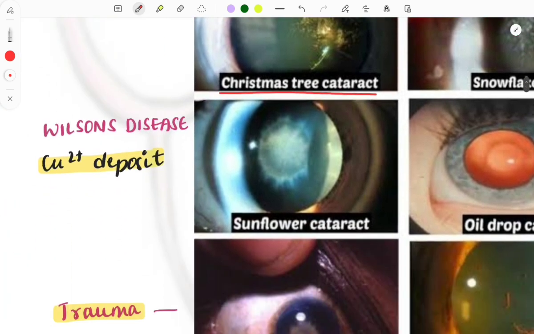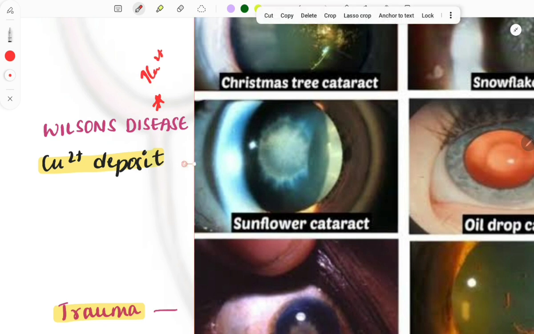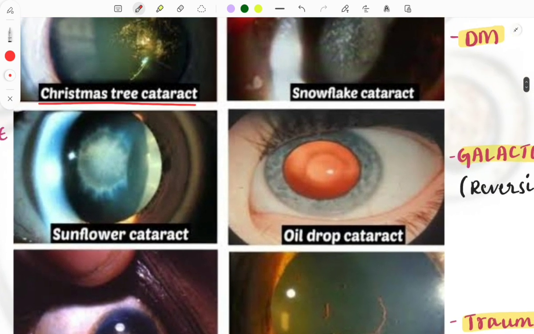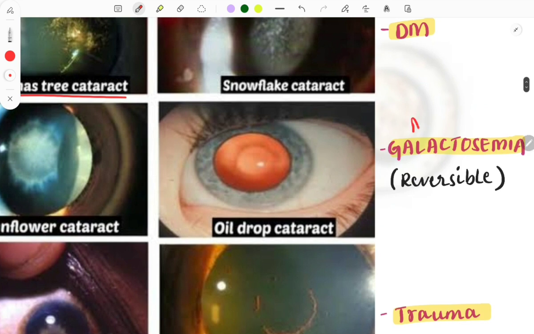Then the sunflower cataract seen with Wilson's disease. Wilson's disease is a very important topic. It is due to increased copper deposition, and there's also a mutation present: the ATP7B mutation. The copper gets deposited in the lens, giving this sunflower cataract. Oil drop cataract, must know.